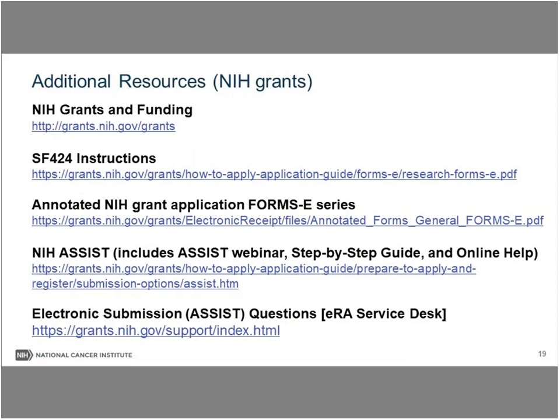These slides will be posted in the near future, but there is a web page about NIH ASSIST that includes a webinar, a step-by-step guide, and importantly, there is online help available. So again, these are questions that need to be fielded by experts in this area. We in the programmatic side in the divisions are unable to answer these questions.